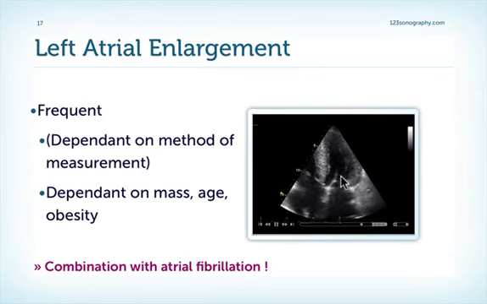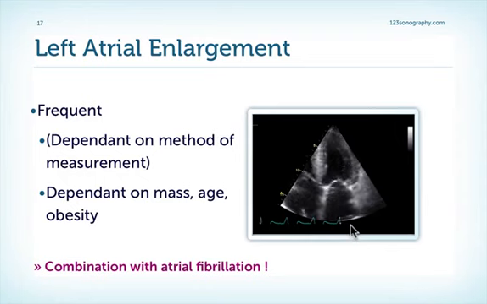Now this is an example of a patient with massive left ventricular hypertrophy and left atrial enlargement. The occurrence of left atrial enlargement depends on the method of measurement, and it also depends on the degree and severity of left ventricular hypertrophy, in other words, on the value of mass, and age, but also obesity play a role. Very commonly, we see an association of left atrial enlargement and atrial fibrillation.